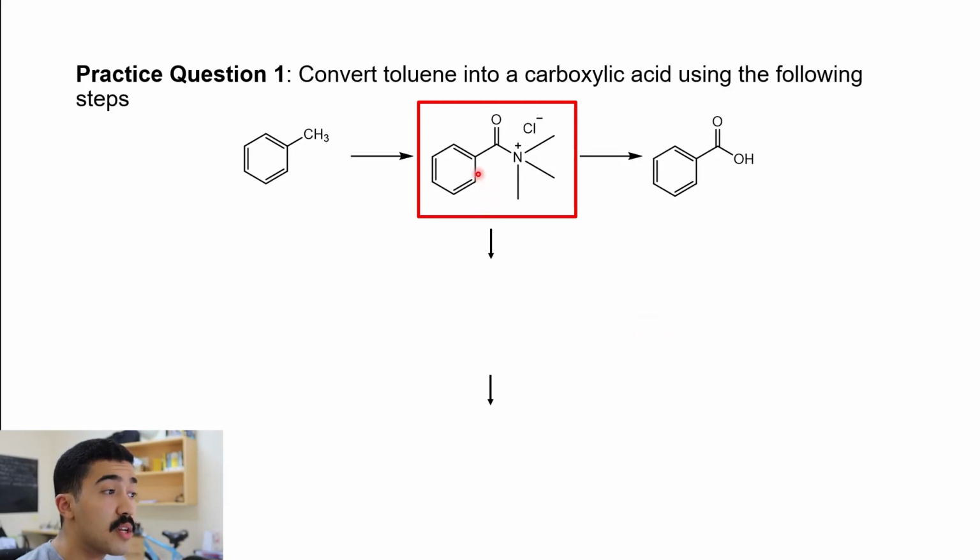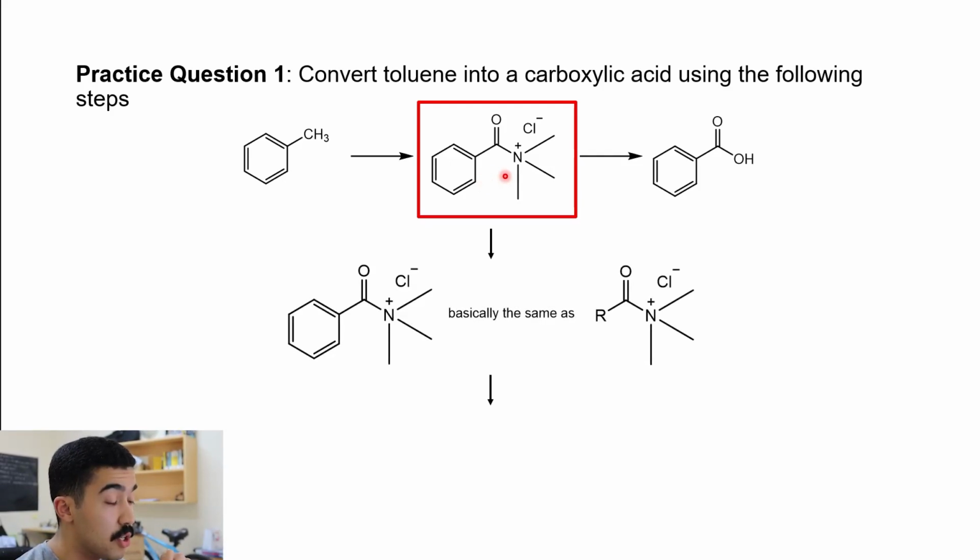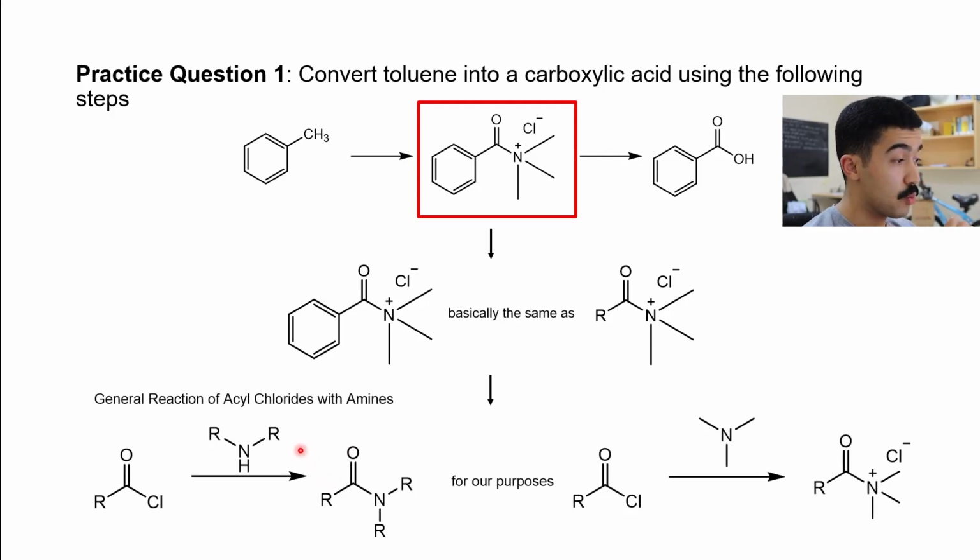And we know that we can convert acyl chlorides into amides, which is what we have here, using what? Using amines. We can convert acyl chlorides into amides using amines. Okay, this basically here just separates the ring from the actual group that we're interested in. So we can convert any acyl chloride into an amide using an amine. Okay, this is the general reaction.